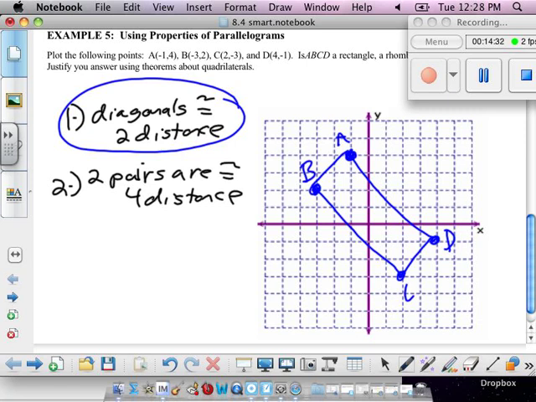What about the angles? Are the angles different for a parallelogram than a rectangle? Rectangles all have what kind of angles? Four right angles. Okay, so that means two lines are what to each other to form a right angle? Are they parallel or are they perpendicular? They're perpendicular. So I could use, for two sets, four right angles.